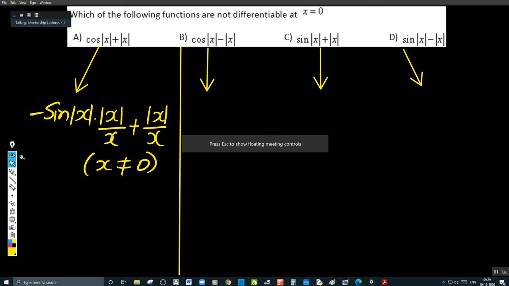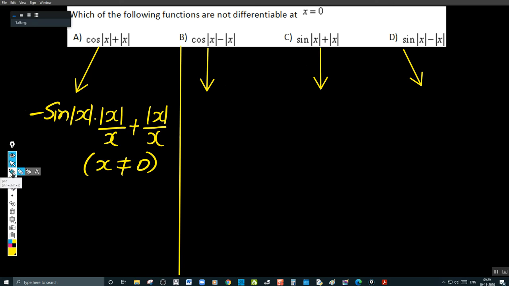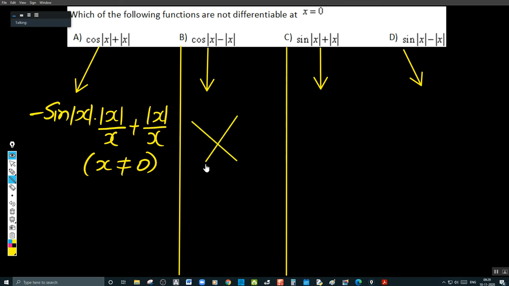Coming to the next one. That's also not differentiable. Boys and girls, respond please. Yes, sir. Yes sir, A, B and C are all non-differentiable. Not differentiable. What about this? All four will be non-differentiable because of mod x. No sir, D is differentiable.